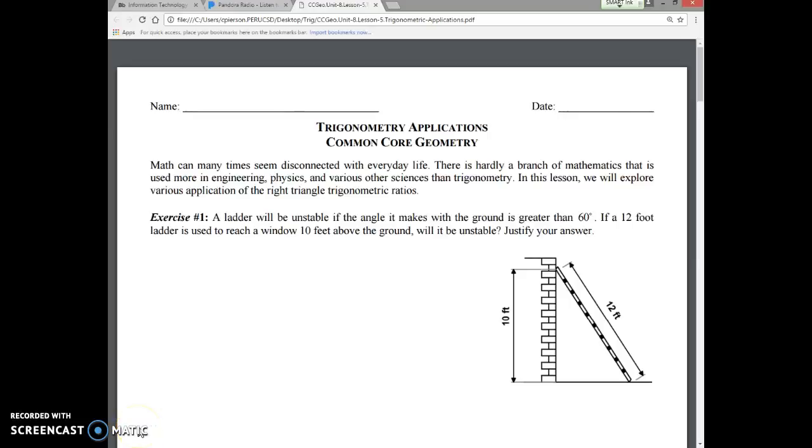Good morning, geometry. I'm so sorry I'm not here today. It's an unexpected absence. Everything is okay, but I miss you, and I didn't want you to miss my voice. So here I am. This is page 17 in your notebook.